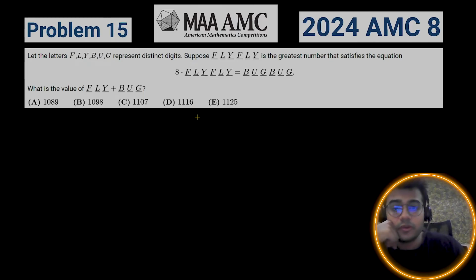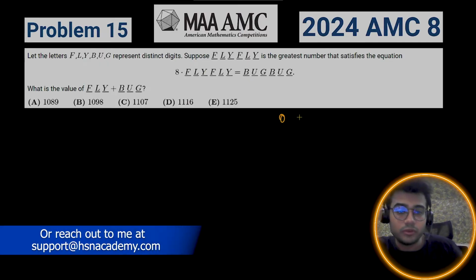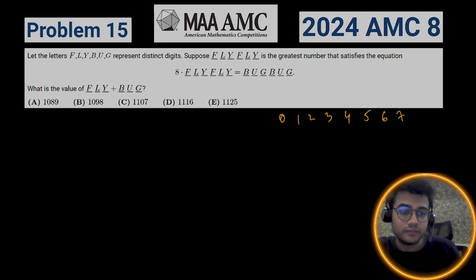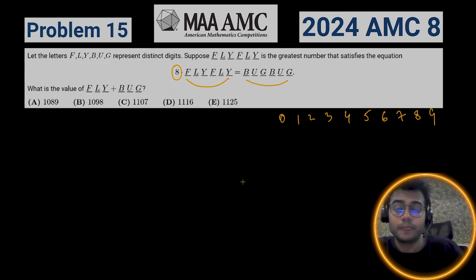Okay, so in this problem, F, L, Y, B, U, and G represent distinct digits. So that means they can be one of these: 1, 2, 3, 4, 5, 6, 7, 8, 9, and 0 as well. So this is the information that is very important. They're saying FLY is the greatest number that satisfies this equation. That means that the 6-digit number, we're multiplying that by 8, and it's still giving us a 6-digit number. Okay, and we want this to be as great as possible.